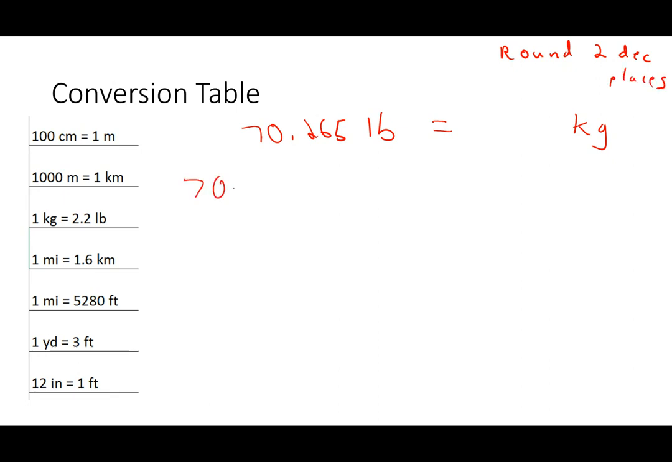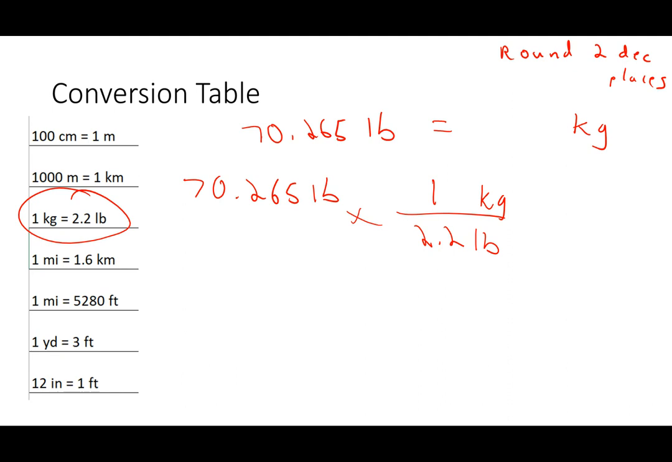I start with my given, 70.265 pounds. I multiply. What's going to go on the bottom? It'll be pounds, and I'm going towards kilogram. What do I multiply it by? I use my conversion factor. So 1 kilogram is equal to 2.2 pounds.